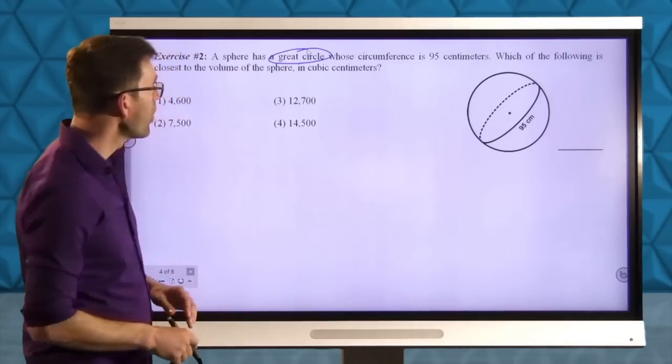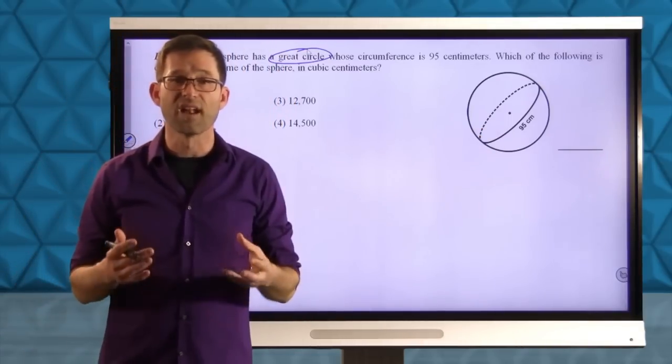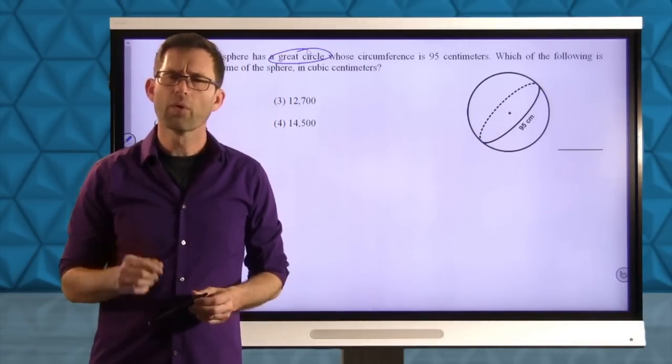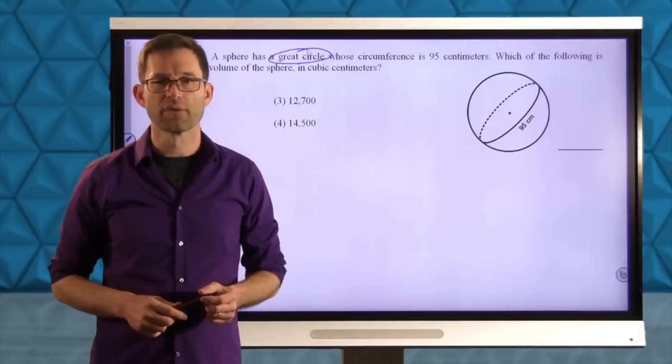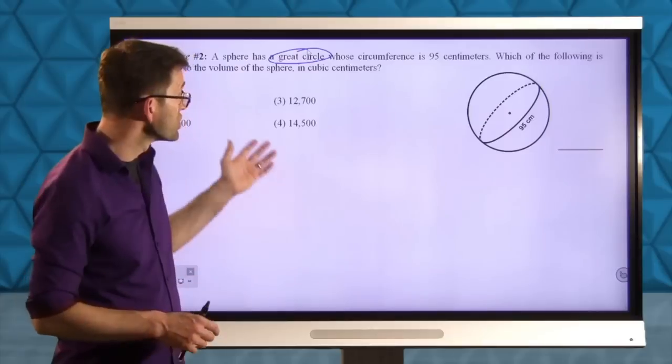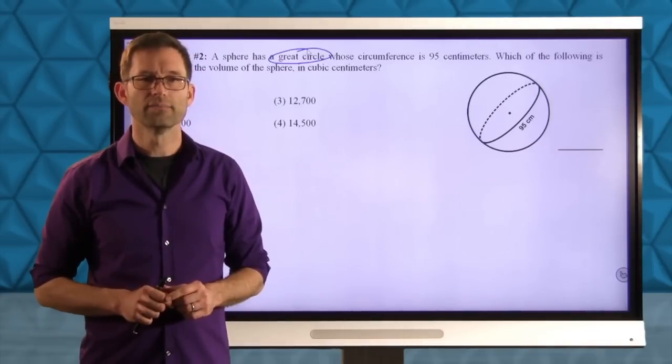So, what we're told in this problem is that this sphere has a great circle whose circumference is 95 centimeters, and we want to try to figure out, based on that, what the volume of this particular sphere is, or at least which one of these is closest. Pause the video now and see if you can figure that out.